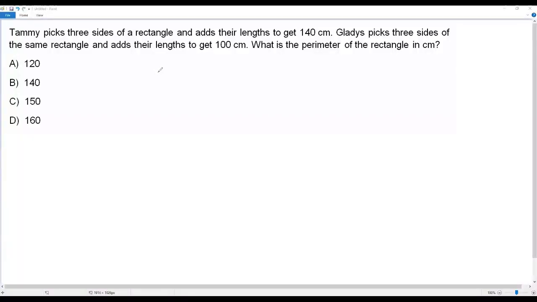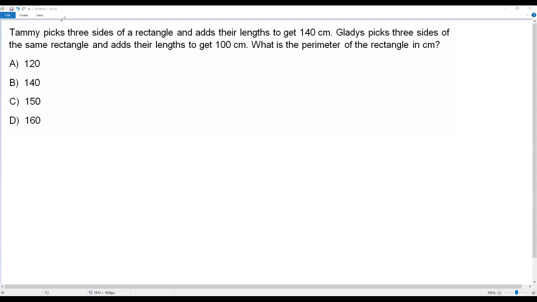Here we have a city math question. Okay, let's go with the information. Tammy picks three sides of a rectangle and adds their length to get 140 centimeter. Gladys picks the three sides of the same rectangle and adds their length to get 100 centimeter. What is the perimeter of the rectangle in centimeter?